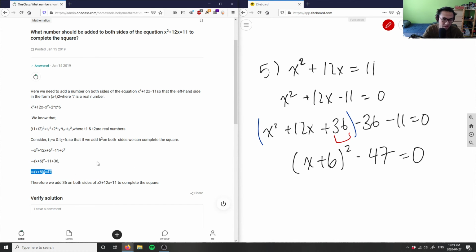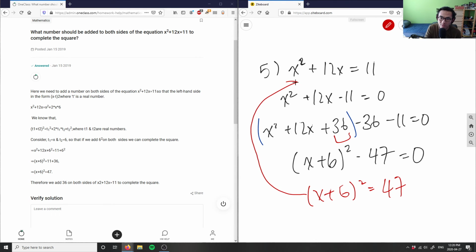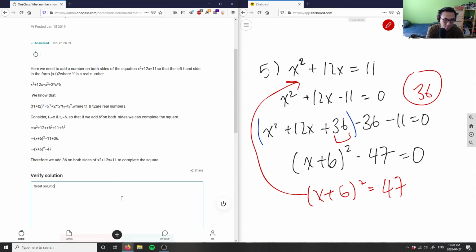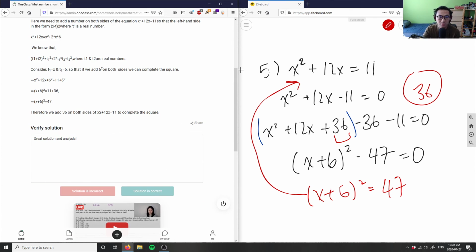We got the exact same thing, x plus 6 squared minus 47. And what we can do with this equation, if we want to make it very similar to this one, is move 47 to the other side. We can say x plus 6 squared equals positive 47. If you compare this with this one here, 11 and 47 have a difference of 36, and this makes the solution correct. So that's just double checking my solution. Great solution analysis. The solution here is correct.